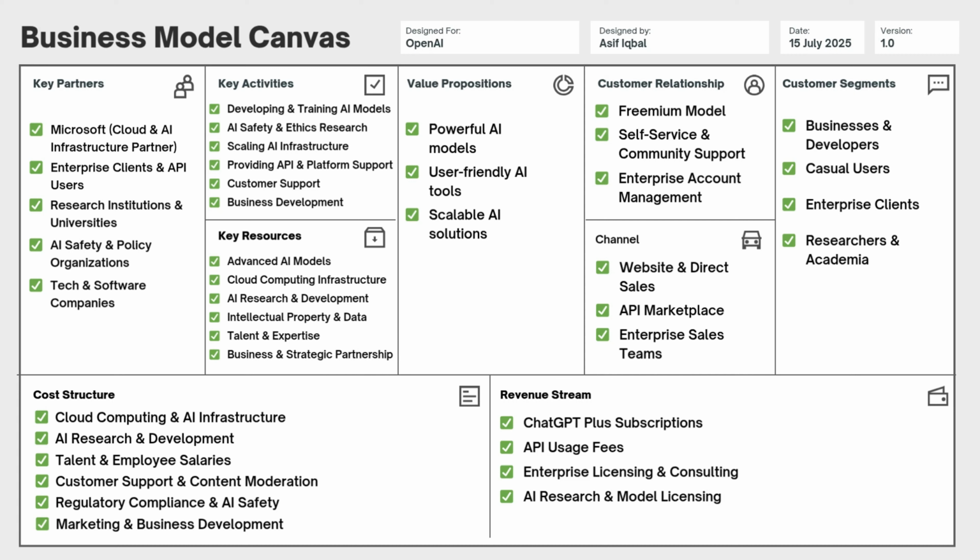So now we have gone through all 9 components of the business model canvas. What's next? It is time to put it all together and look at how to apply it, analyze your business, and plan your next step. Remember, the business model canvas is not just a static document. It is a strategic tool that helps businesses iterate, refine, and innovate. So let's see how to use it effectively.